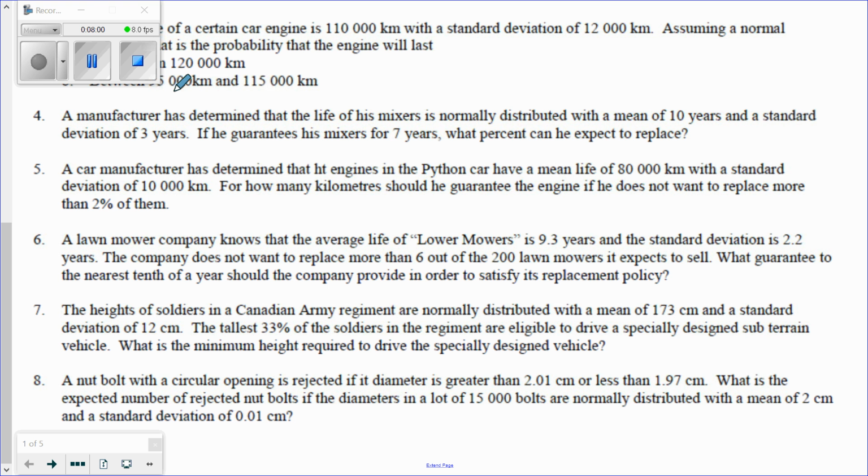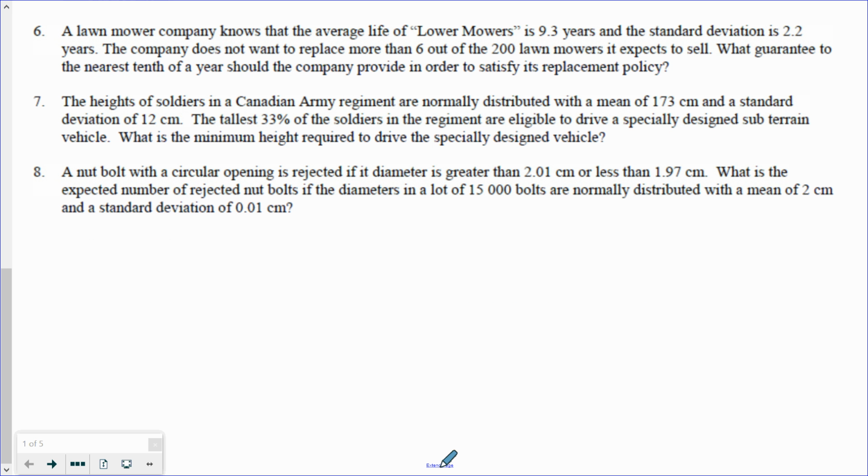So for this one, I'm just going to scroll down. Okay, so we're given a couple pieces of information again. Thinking about what we have, we have the average lifespan, so that is representing the mean, 9.3 years. The standard deviation is 2.2 years. And that's really the only numbers we're given, but we're actually given information that we can pull out.